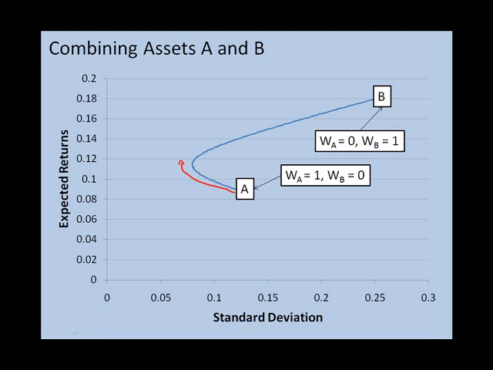But at some point, as we start adding more and more of asset B, the risk of the portfolio starts to increase again, until we invest everything in asset B, and here we have expected returns equal to 18% and portfolio risk equal to 25%. This is with a correlation between assets A and B of minus 0.5.